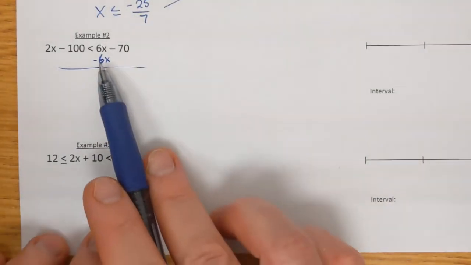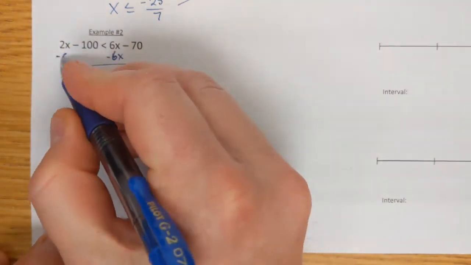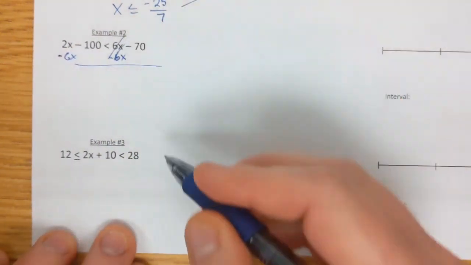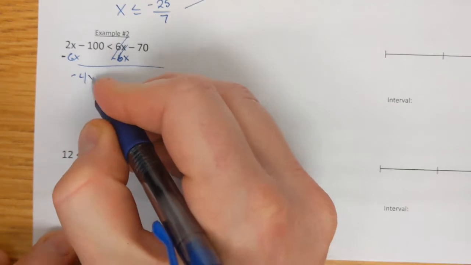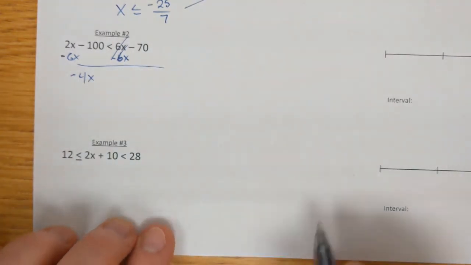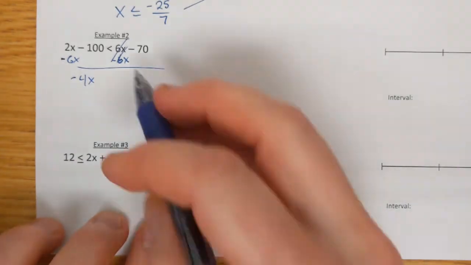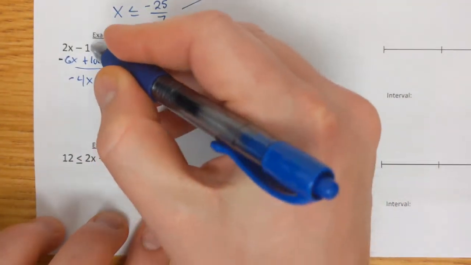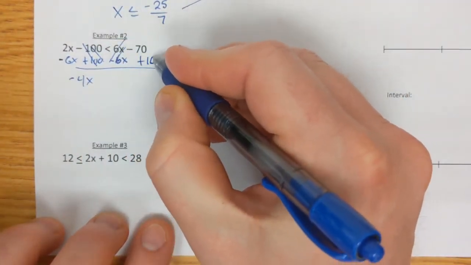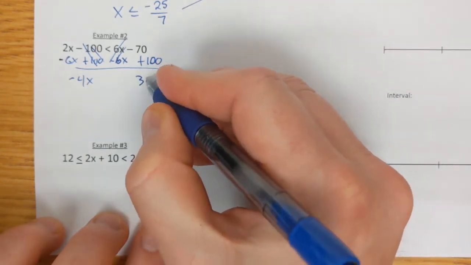So here in example number 2, I'm going to subtract my 6x from both sides of the inequality, and that would give me a negative 4x. And then likewise, I want to combine my constant terms, my negative 100 and my negative 70, so I'm going to add 100 to both sides, and that would leave me with positive 30.